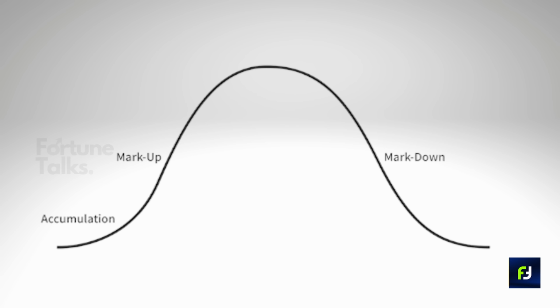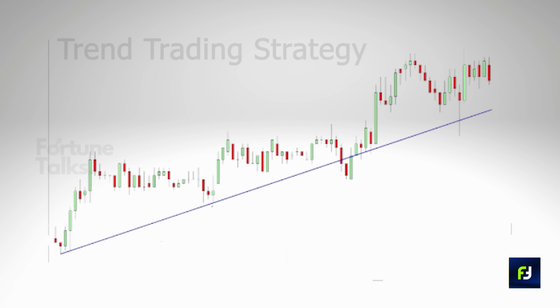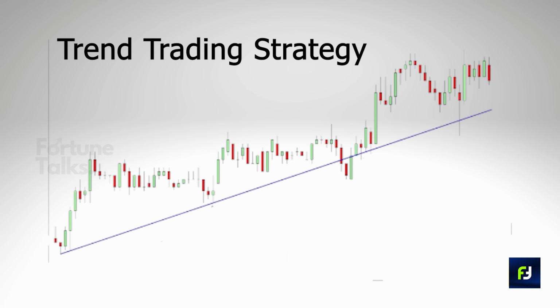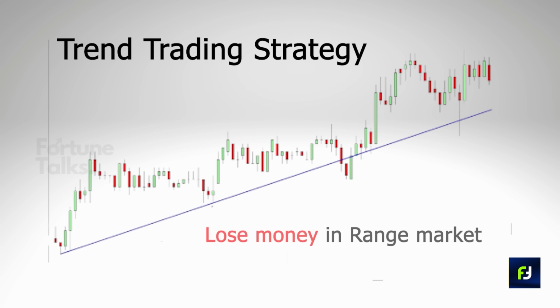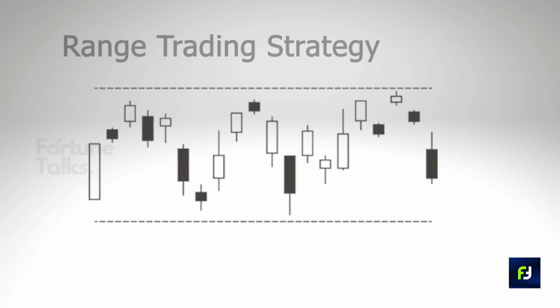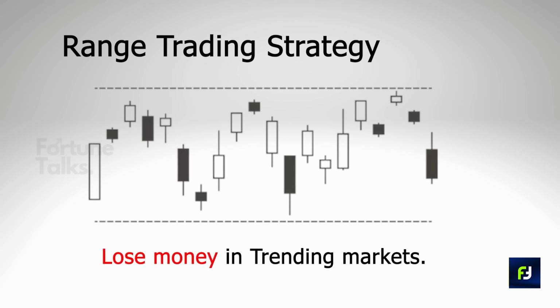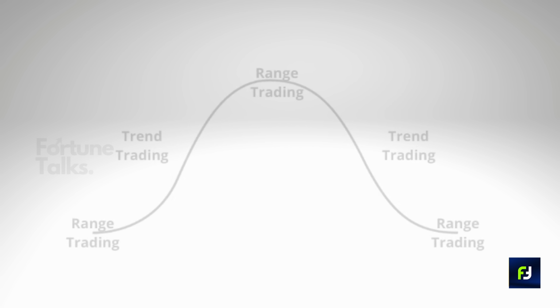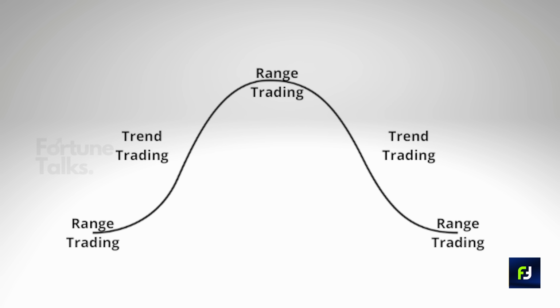This simply means that if you are using a trend trading strategy today and you continue to do that, then at some point you will lose money in range markets. And similarly, if you are using a range trading strategy and continue using it for a while, at some point you will end up losing money in the trending markets. The thing to understand is that the profitability of a trading system moves in cycles. There are periods during which the trend following systems are highly successful and profitable.